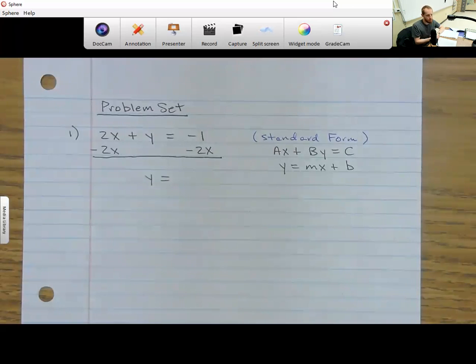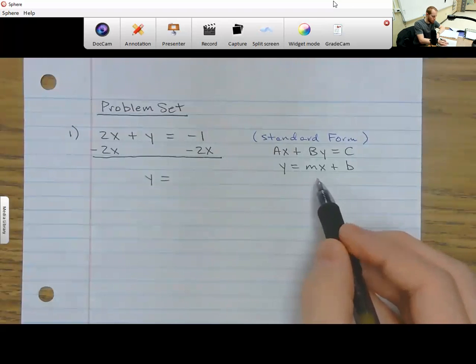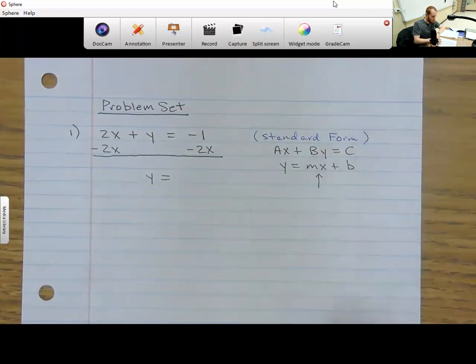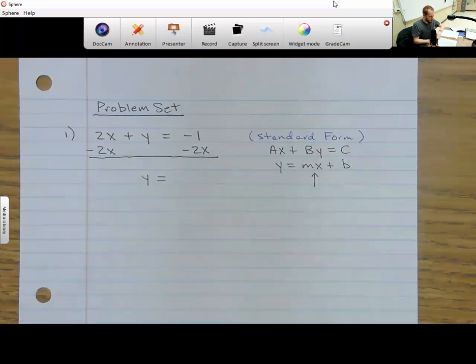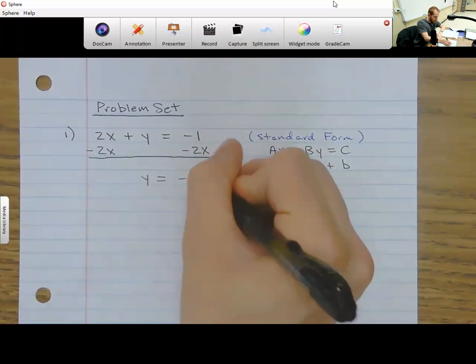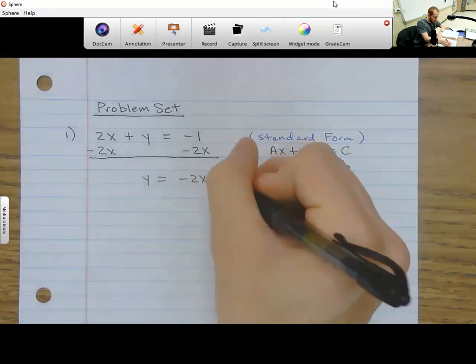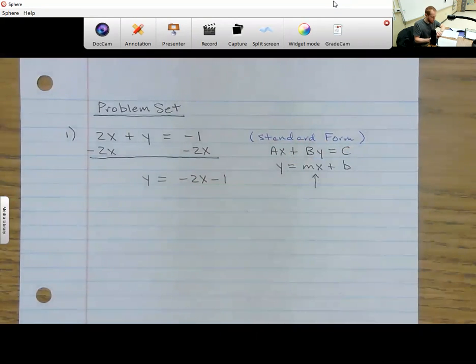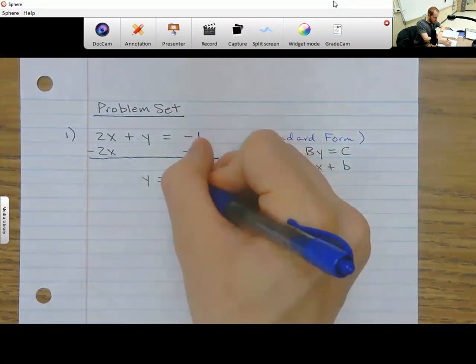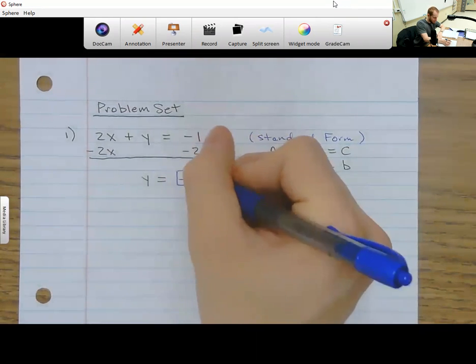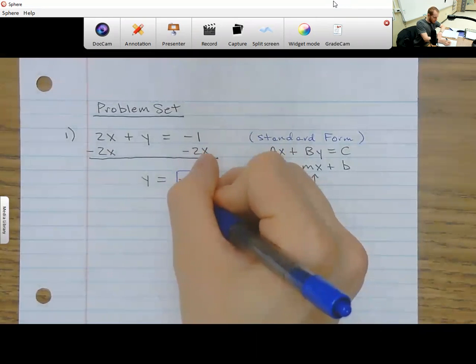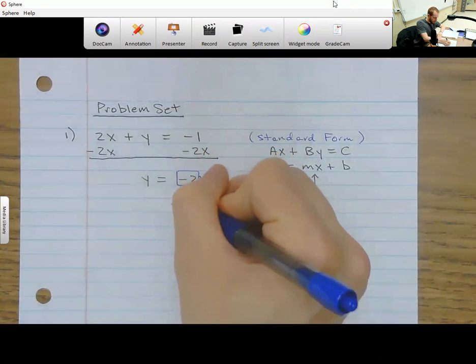Now, when I write it in slope-intercept form, I always put the x term first. Notice that the x term always comes first, no matter what. So I'm going to put the -2x in front, and the -1 is going to go in the back. And that's fine to write it that way, because whatever number is out in front of the x is going to be called the slope. So what's the slope going to be? It's going to be -2. I'll put that in blue. This is my m, or slope.